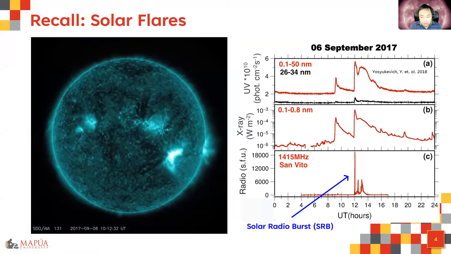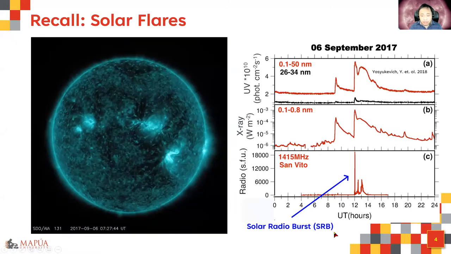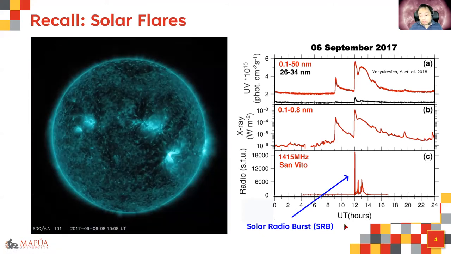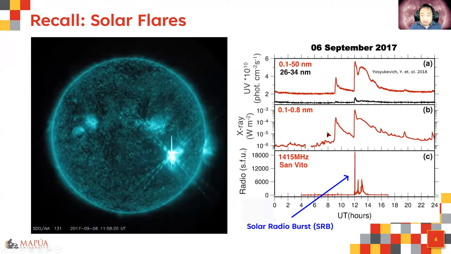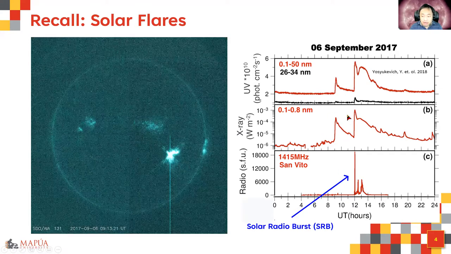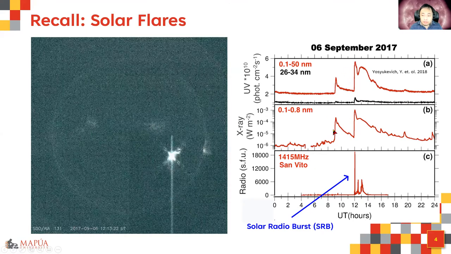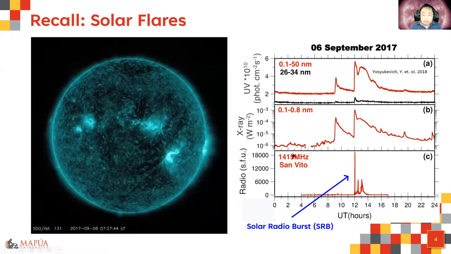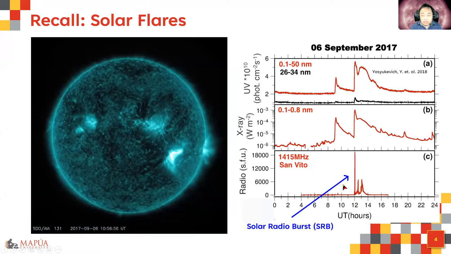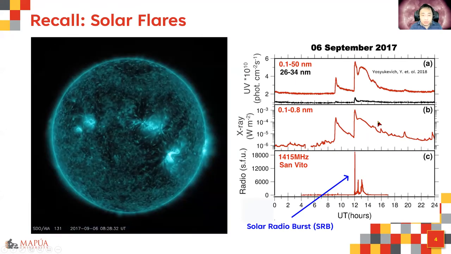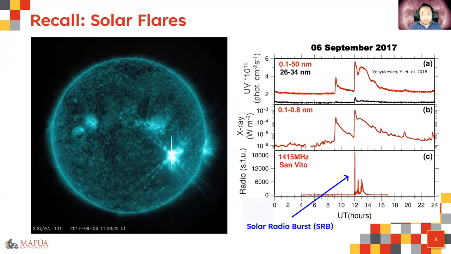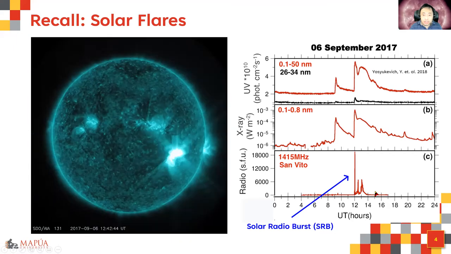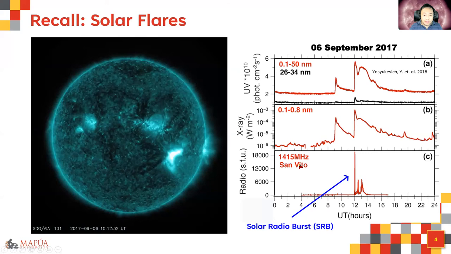Although, just to make the distinction, not all solar flares produce solar radio bursts. Okay, so this is an example of that case wherein this X-class flare with strong emissions of X-ray and UV was not able to produce radio waves in this wavelength. This is 1,415 megahertz. But this X9.3 flare, which is the strongest flare in solar cycle 24, was able to produce very large emissions in the radio wave, specifically in the L band.